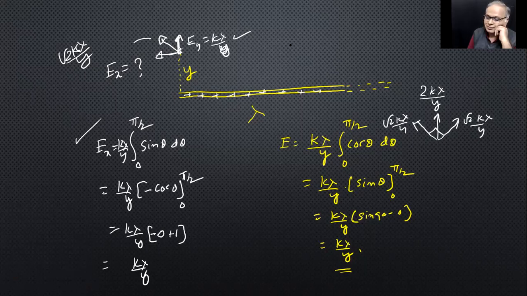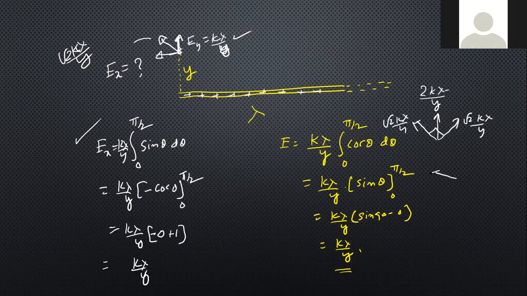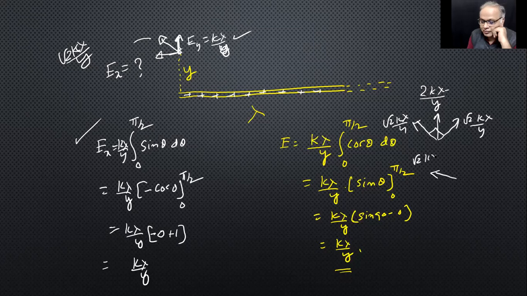The vector sum will be this, right? Agreed? So if it is root 2 k lambda by y like that, and if it is k lambda by y for our half one, can the other not be k lambda by y this way?